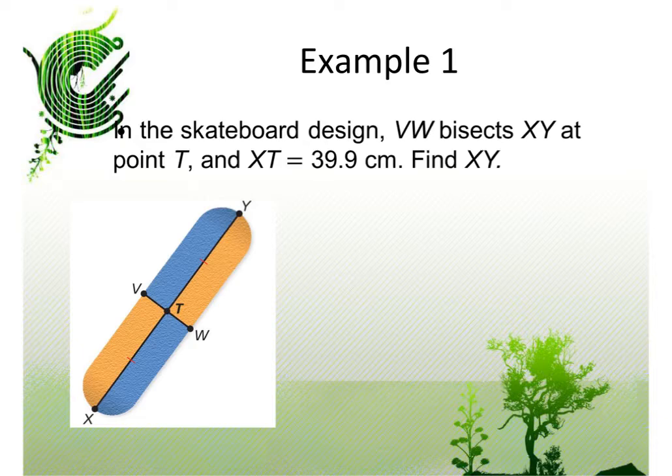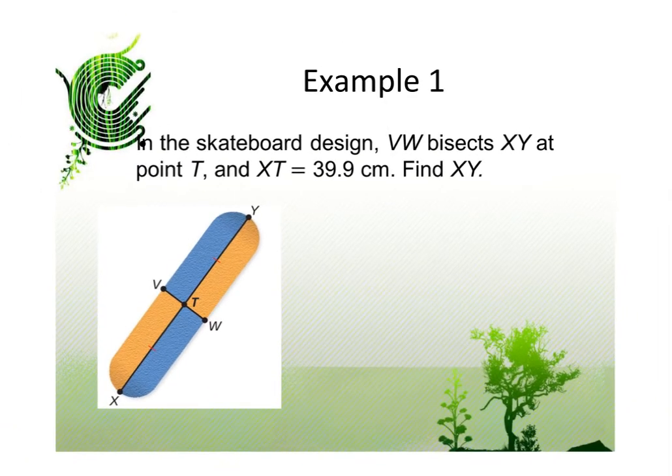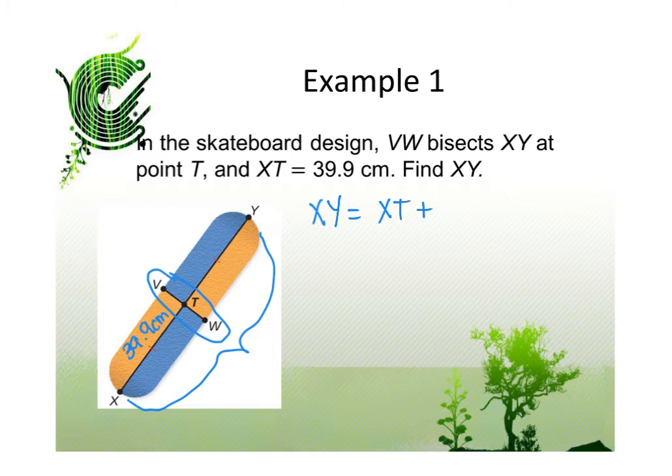All right, moving on. So example 1, in the skateboard design below, let's go ahead and circle VW. Okay. VW bisects XY at point T, and XT is 39.9 centimeters. Okay. Find XY. So that would be find from X all the way to Y. So in order to find XY, we have to break it up into two parts. First, X to T, and then from T to Y.